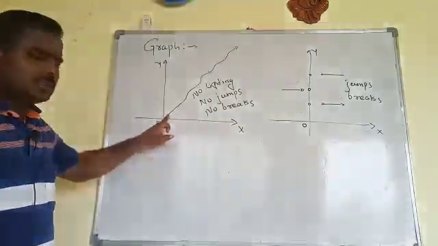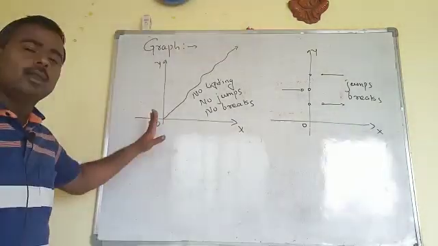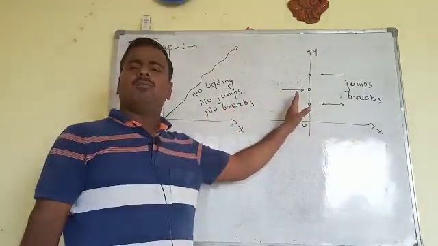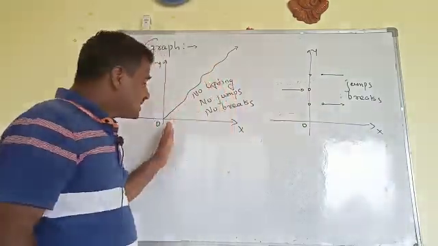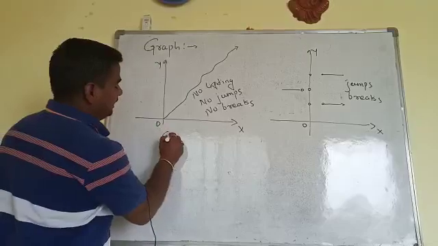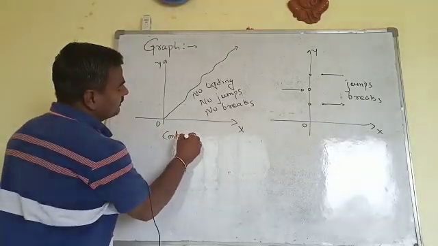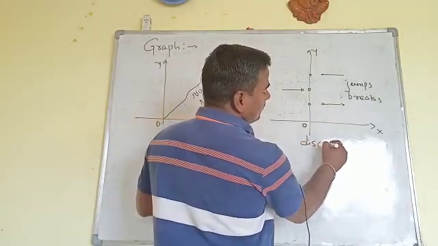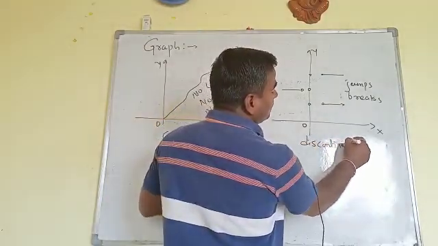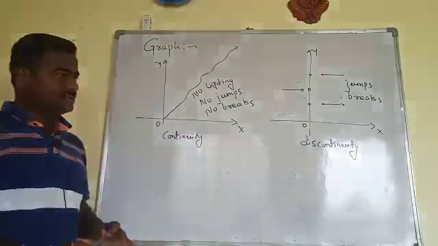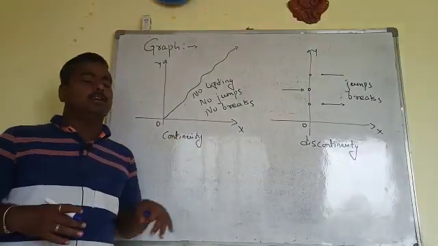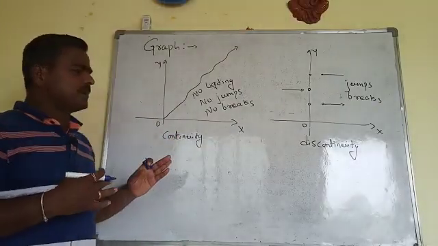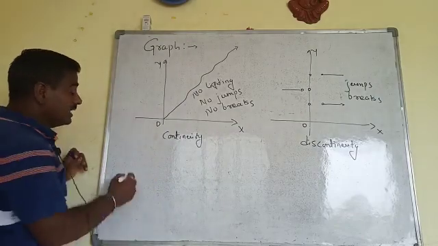Here the pen is not lifted. Here the pen is always lifted. So this is called continuity. Here is discontinuity. These two pictures give a clear idea to find out continuity. So we are going to express the values and see how to define it.